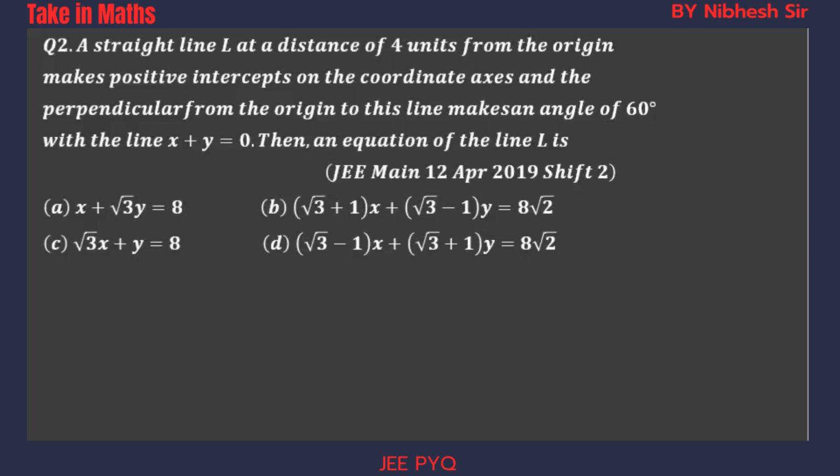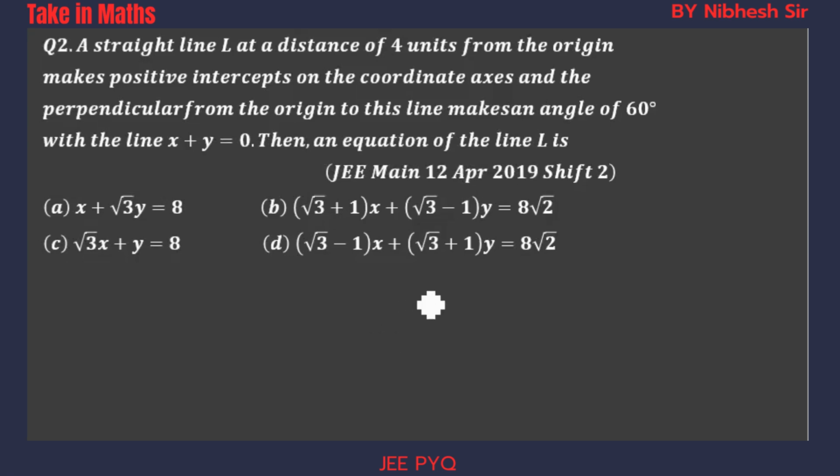And the next question we have here is: a straight line L at a distance of 4 units from the origin makes positive intercepts on the coordinate axis, and the perpendicular from the origin to this line makes an angle of 60 degree with the line x plus y equal to 0. Then an equation of the line L is what?